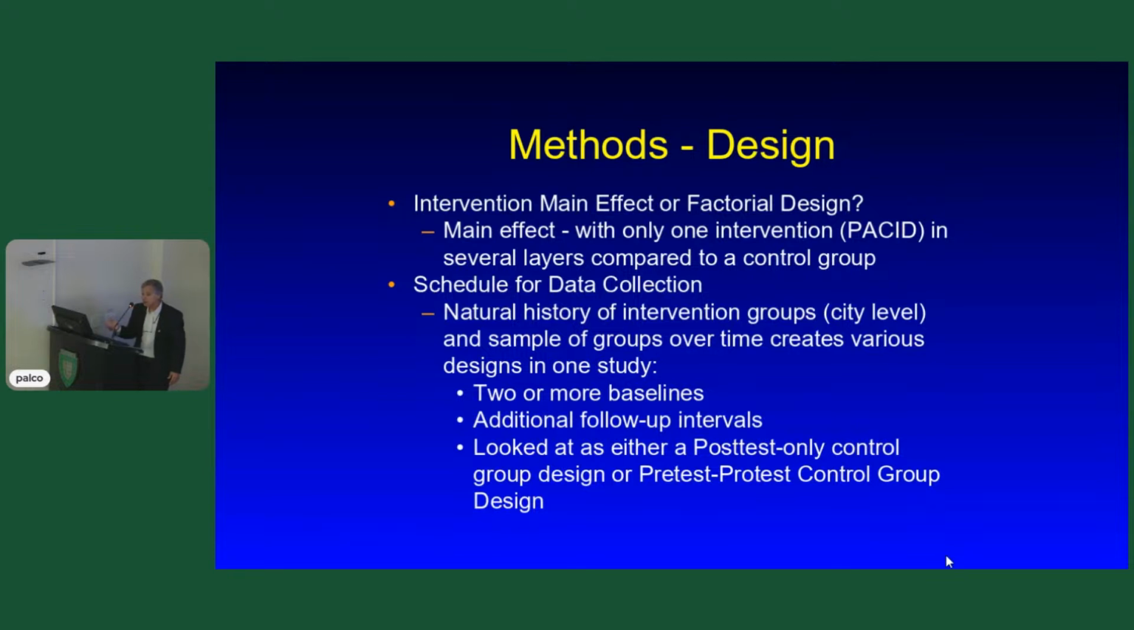Okay? Schedule for data collection. So we decided to do a natural history of the intervention group at city level and sample groups over time to create various kinds of comparator design. Two or more baselines will produce a pre and post. Additional follow-up intervals will allow me to see a little bit more than pre and post. Look at it as either a post-test only control group design or pre-post test. So we did a pre-test, post-test control group design, but the controls are occurring naturally. It's a naturally occurring control. And instead of just having one pre-test, we have a pre, a mid, and a post cross-sectional survey.